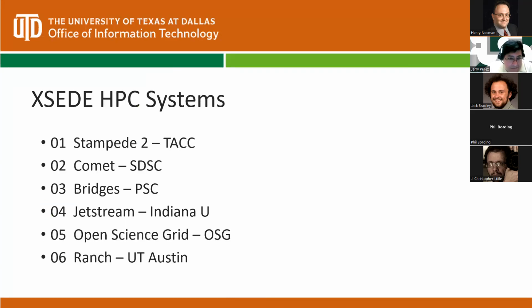Okay, so again, XSEDE was coming to an end, and it had 6 systems. It had Stampede 2 at TACC, Comet at San Diego Supercomputing Center, Bridges at the Pittsburgh Supercomputing Center, Jetstream at Indiana, and then the Open Science Grid. I worked on that for several years, and then Ranch at UT Austin.